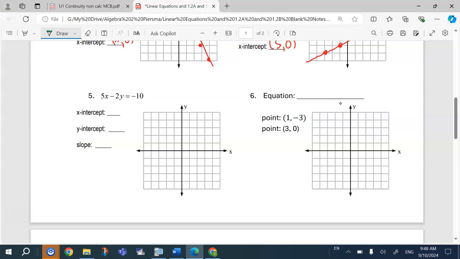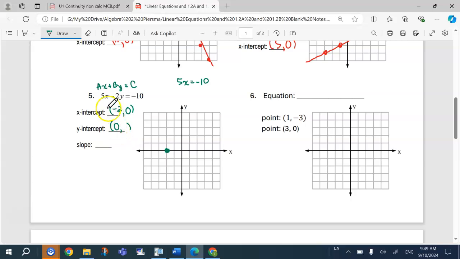All right, so we have ax plus by equals c here. The x-intercept will be a y of 0, and then the y-intercept has an x of 0. So let's do the x-intercept first. If I put 0 in, I'm going to be left with 5x equals negative 10. The solution of that would be negative 2. So the x-intercept is negative 2, 0.